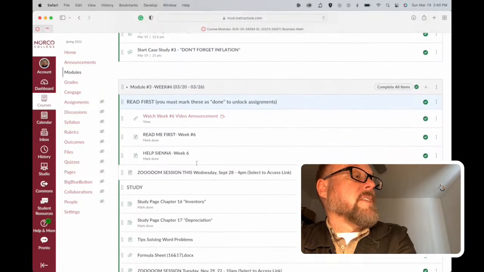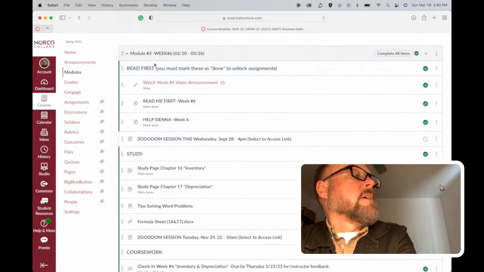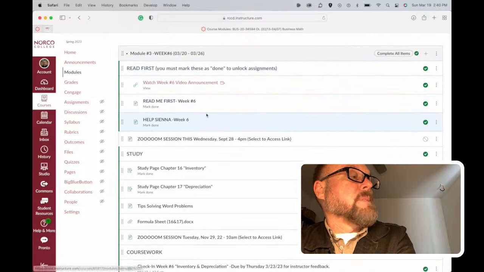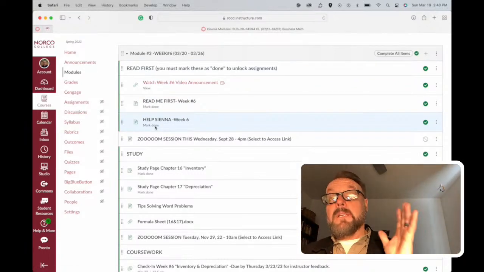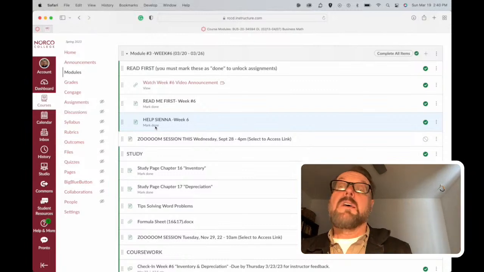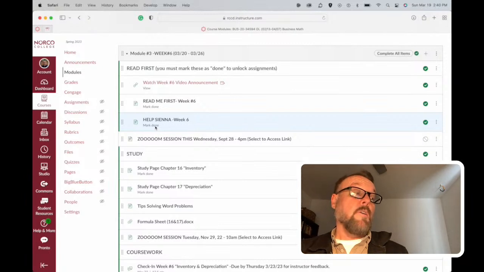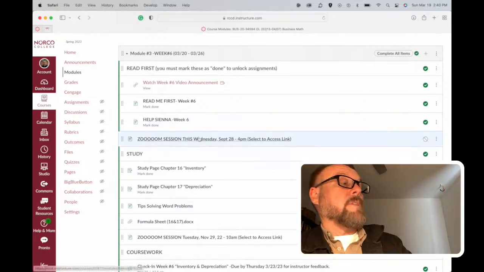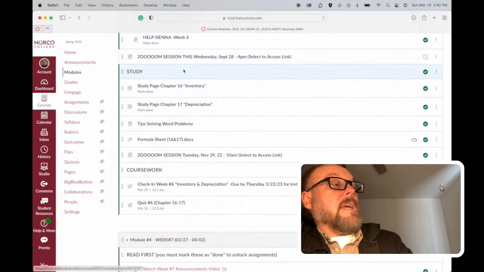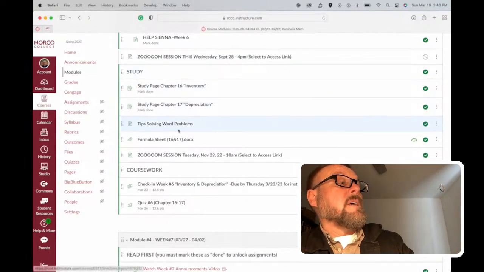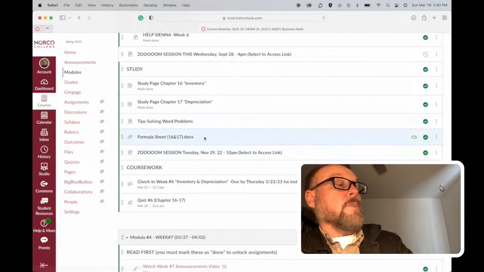And then as we move into this week, once again, you still have a read me first, and you also have a help Sienna. It explains how this week's problems and this week's scenarios tie into our course. So you're going to be looking at depreciation and inventory. And I don't have you cover all of it, so let me go over that with you real quickly here. And then I also have the video that you're watching. If you come down here, there's a study page on chapter 16 as always, and a study page on chapter 17 as always. I have a new formula sheet for you as well.